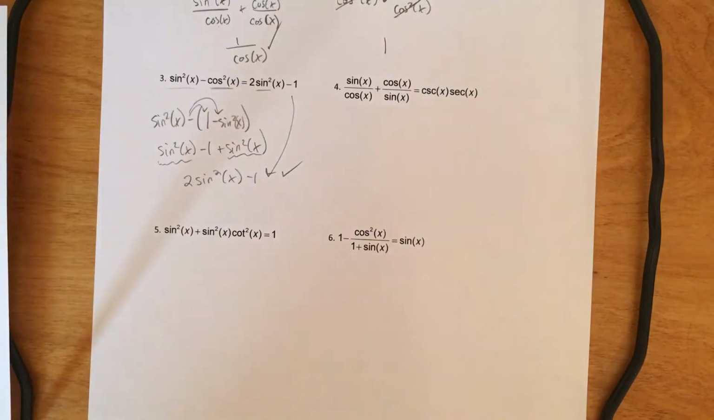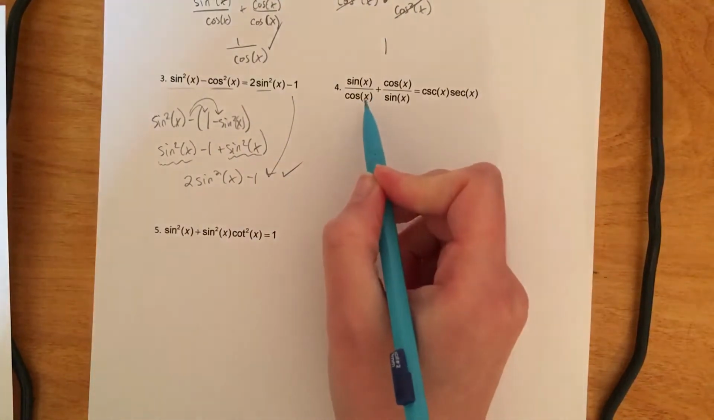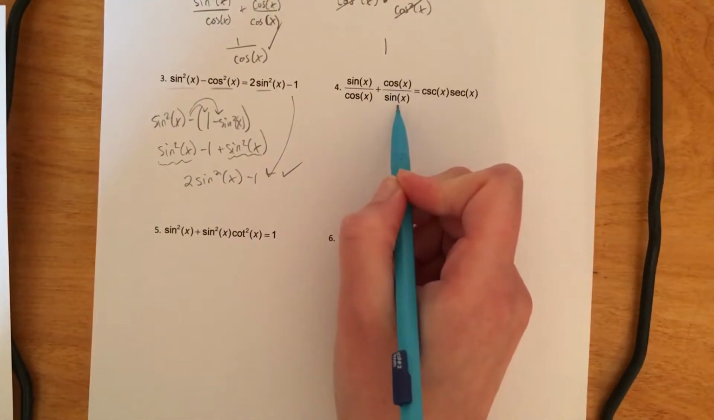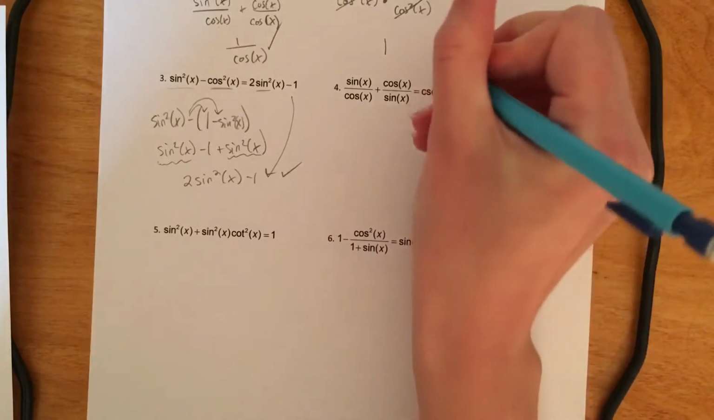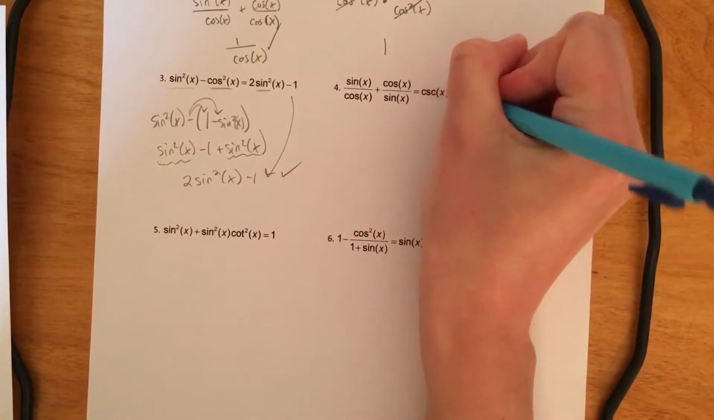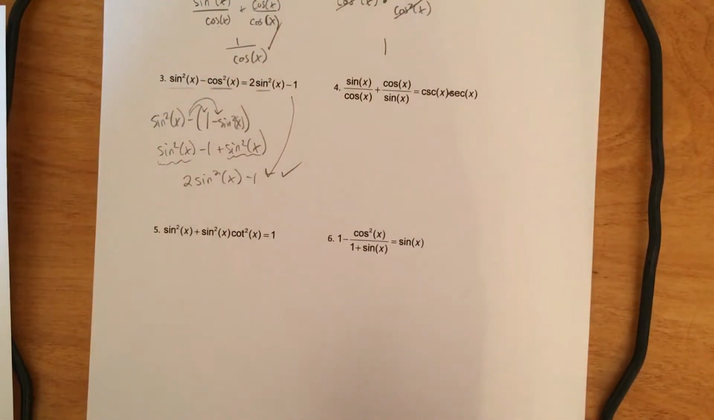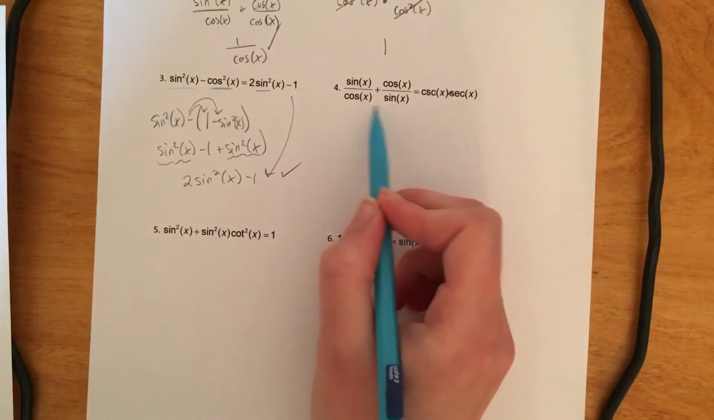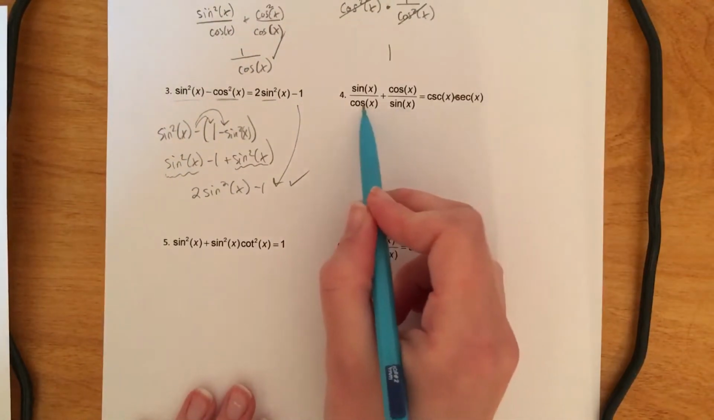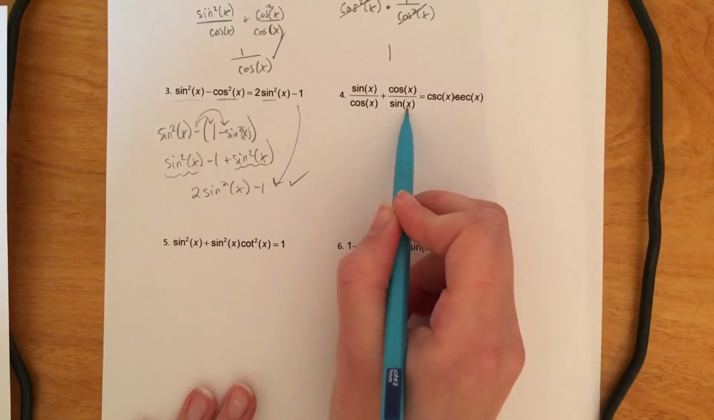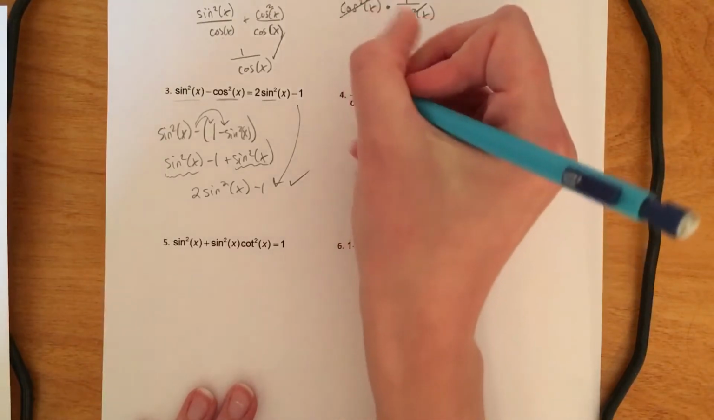Okay. If we look now at question number 4, we have sine of x over cosine of x plus cosine over sine equals cosecant times secant. These are the reciprocal functions, if you remember from earlier in the week. So let's start again. This side looks a little bit more complicated. I'm going to start on that side, and we have fractions that are being added together. So we need a common denominator first. So let's try to make a common denominator.